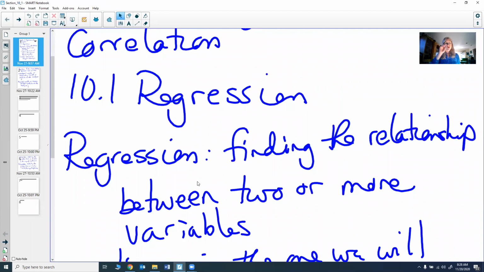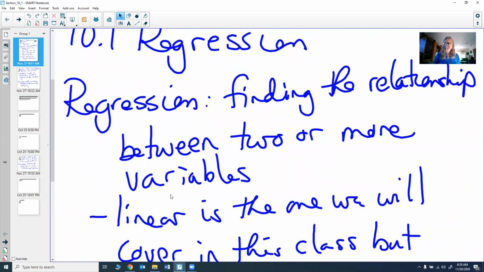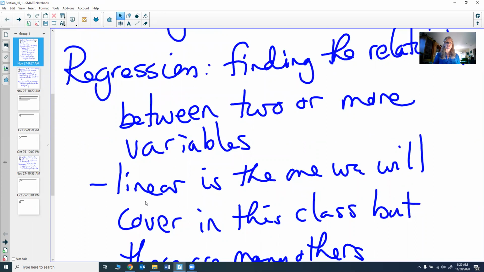So you're going to have one variable, which is your response variable, and you could have more than one variable that's your explanatory variable. We're going to be looking at linear relationships, but there are other relationships that you can look for. Linear is just one of the many that we have. There are many, many more relationships that exist out there.